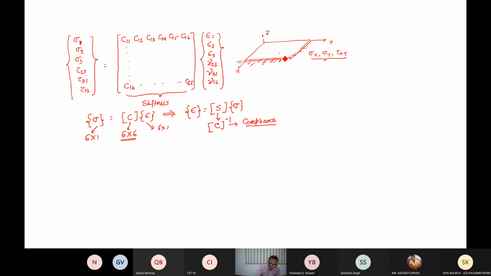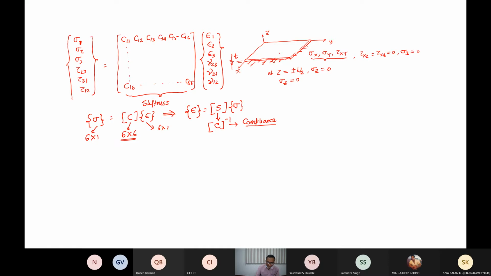These two surfaces are free. Suppose the thickness is T. T is very, very small compared to the lateral dimensions. Now at z equal to plus minus T by 2, sigma z is 0 because it is free from any out of plane load. And since T is very small, we can consider that sigma z is 0 elsewhere also along the thickness. So that is the basic idea of a plane stress condition. Similarly, even tau xz, tau yz are also 0 going by the same logic.